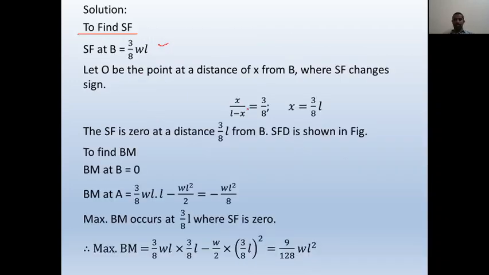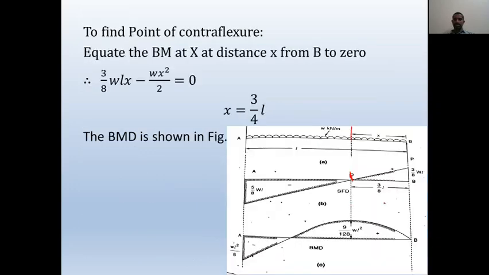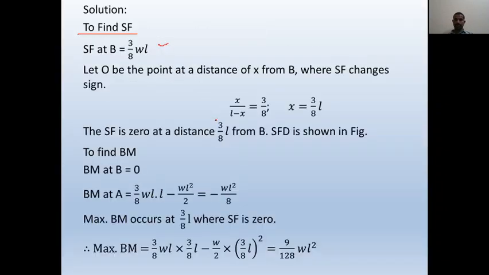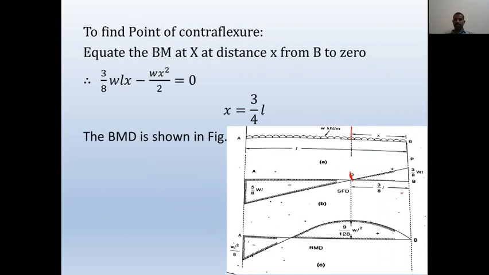Now, by similar triangles, x by L minus x, this is x and this is L minus x, is equal to 3 by 8. So from this, x is equal to 3 by 8 times L. So now shear force is 0 at a distance of 3 by 8 L from B, and therefore the shear force diagram is shown in the figure. Now this is the shear force diagram, 3 by 8 W over here, and W minus 3 by 8 W will give you 5 by 8 W over here, and as there is a UDL, the variation will be linear.